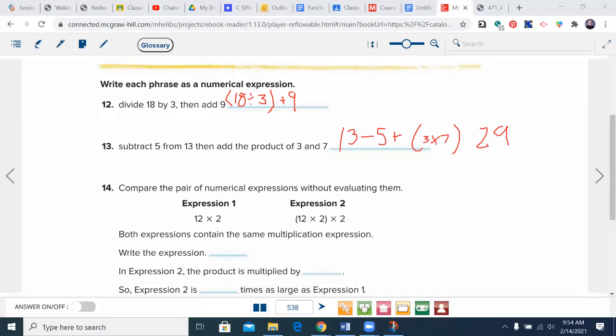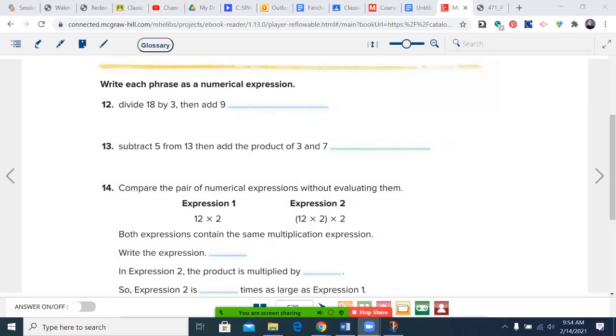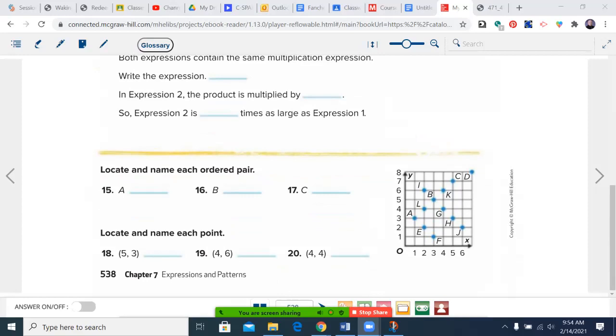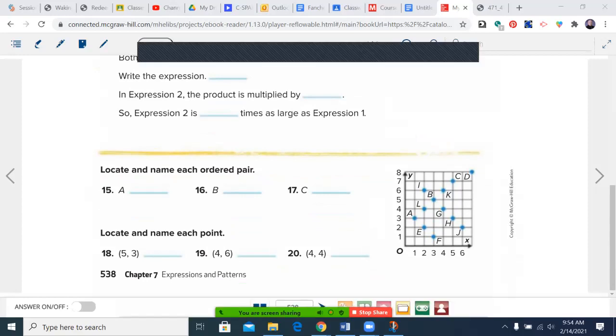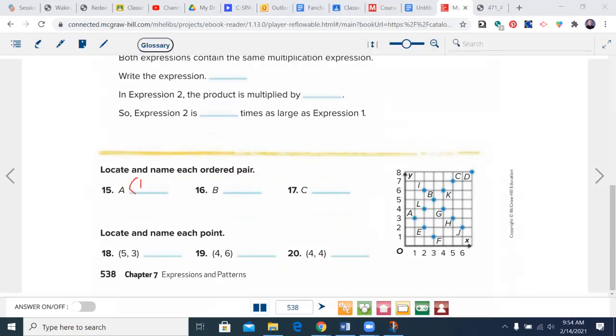So go ahead and clear that. Locate and name each ordered pair. So point A, I'm going to go 1 over. Here, let's get my annotation tool. You go 1 over and up to A, which is at 3. You write it with a parenthesis and commas. And then an example on number 18, 5 over and 3 up. So I go 1, 2, 3, 4, 5, up, 1, 2, 3, and it's spot H.